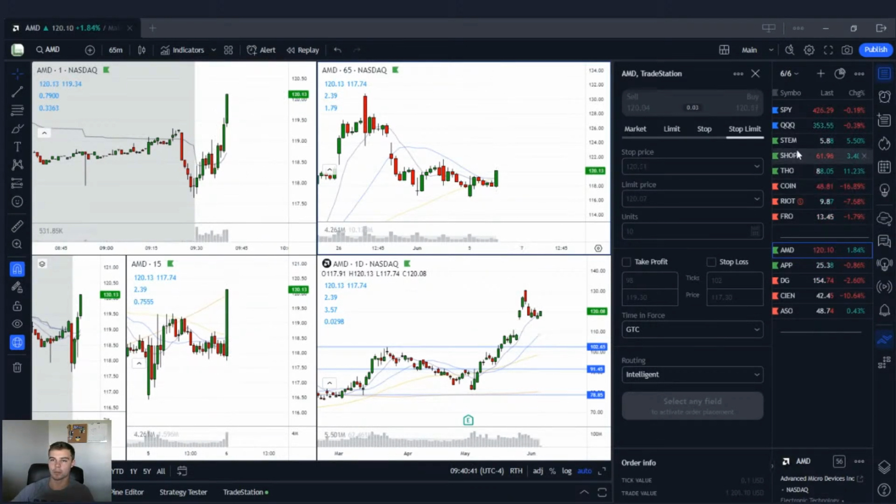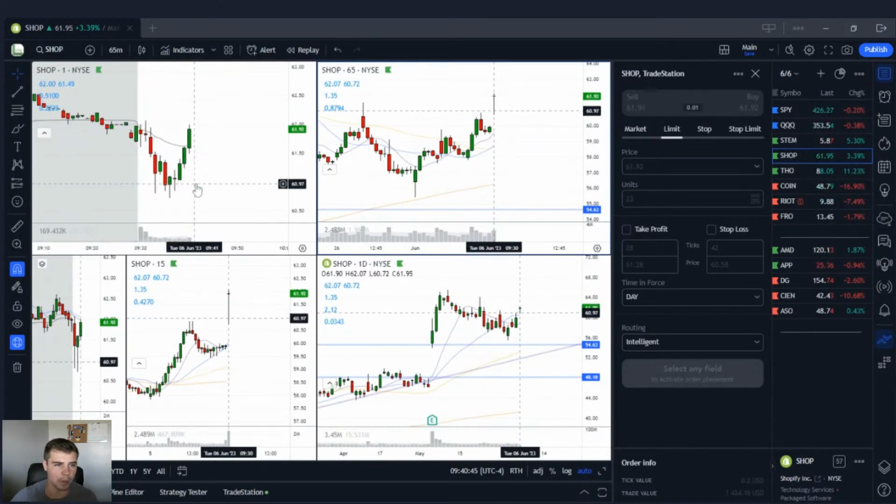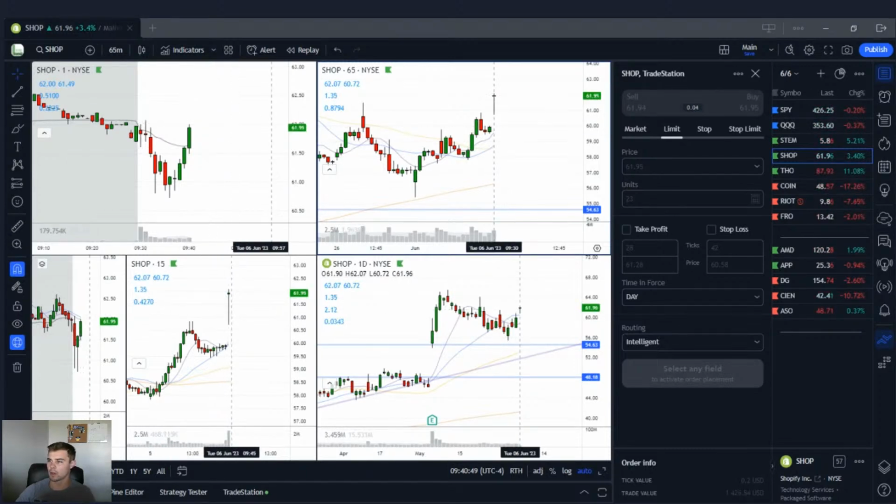Shopify all the way back up to its high of the day, guys. This ain't have range left. Yeah, guys, watch Shopify actually. Watch Shopify. I like that long. Really get a nice pop here.